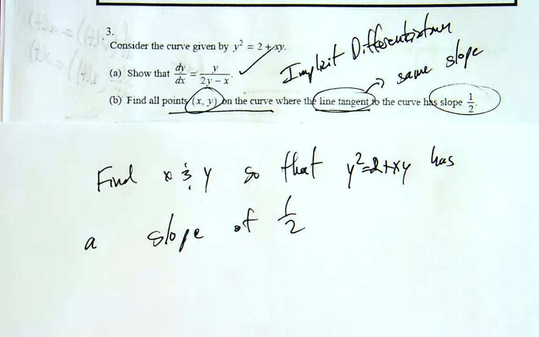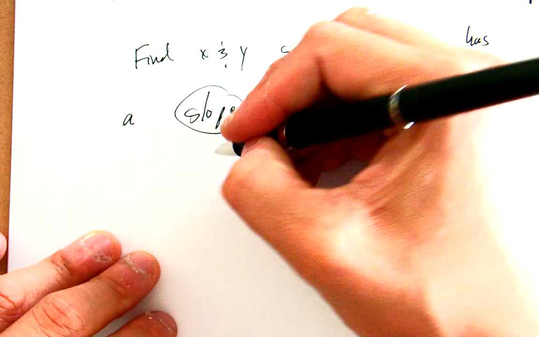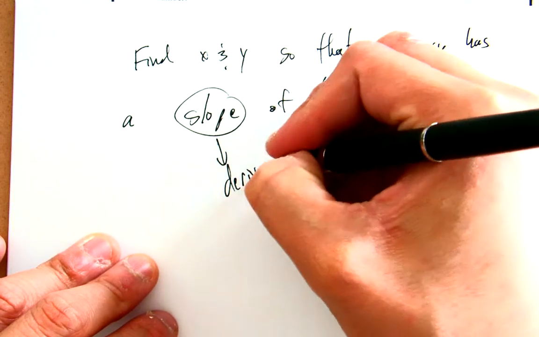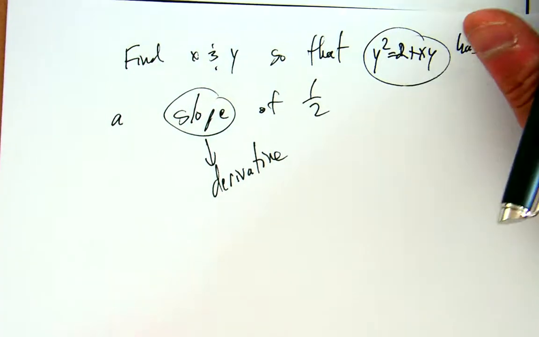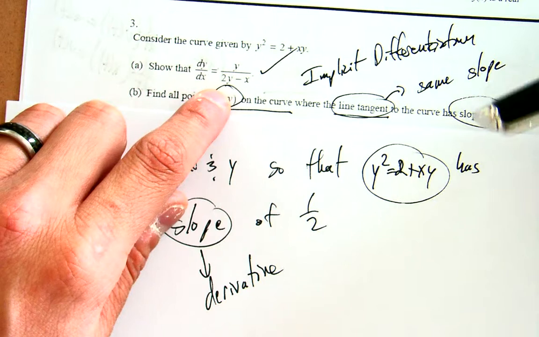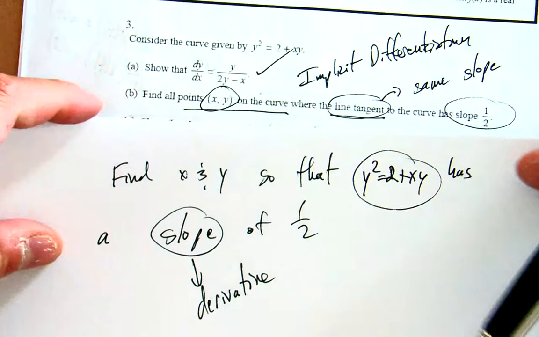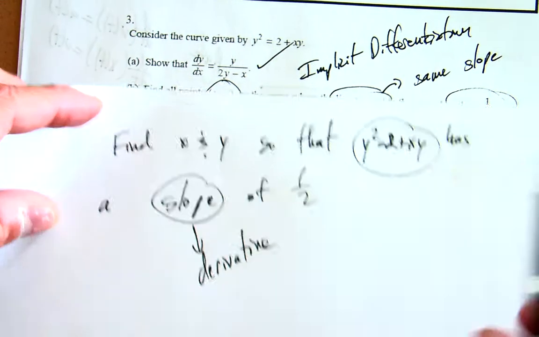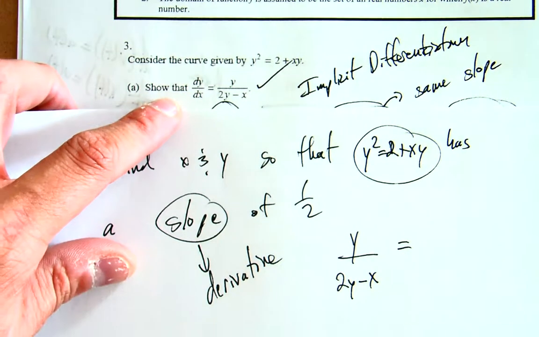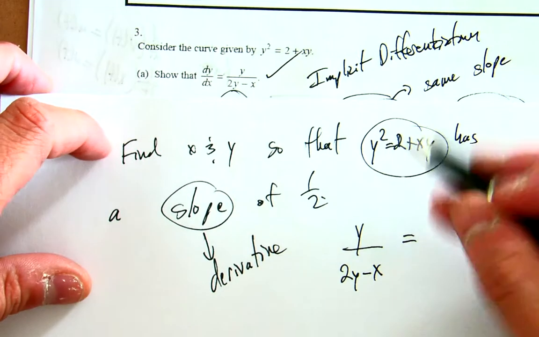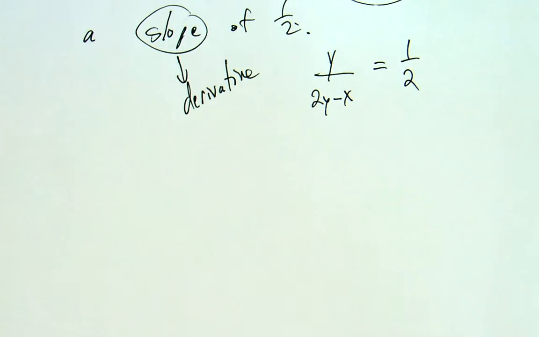I can do that. Well, we know slope means what? It means the derivative, right? The derivative of this one. And you should know that we already have it. In fact, it's given. It's calculated already. So even if you didn't know how to do part A, it doesn't stop you from doing part B. So we want this slope here, which is y over 2y minus x, to be equal to 1/2.